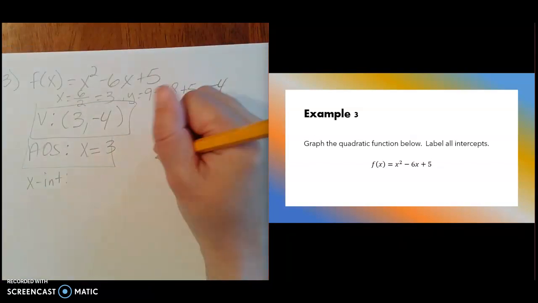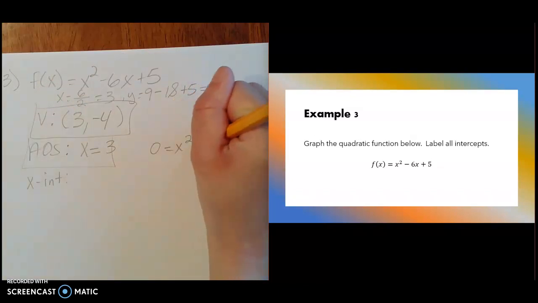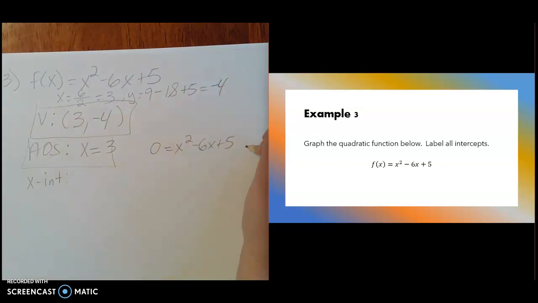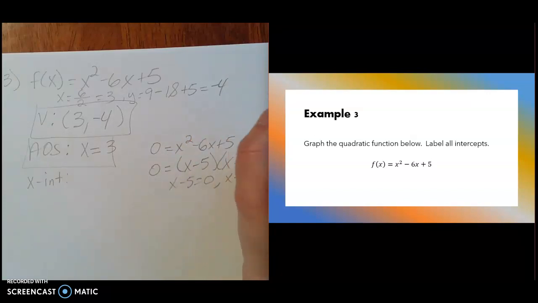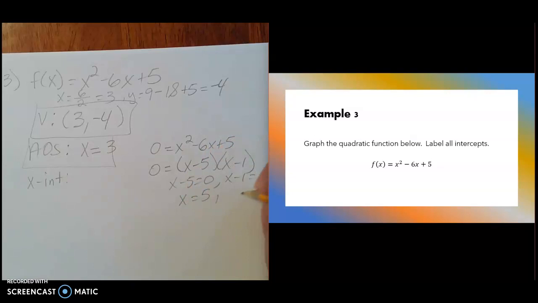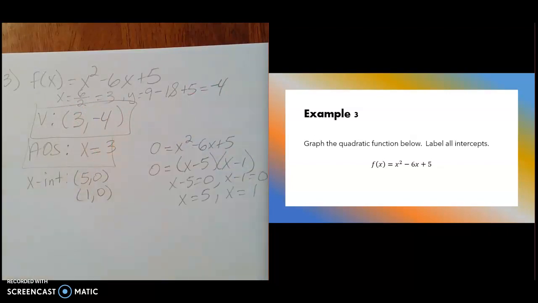So over to the side, I'm going to have 0 for my y value, for my f of x, equals x squared minus 6x plus 5. And then I'm going to solve for my x value. This one actually factors really nicely, so why not do that? This would be x minus 5 times x minus 1. So then we'll have x minus 5 equals 0 and x minus 1 equals 0. I'll add 5 to both sides and get x equals 5. I'll add 1 to both sides and get x equals 1. We have two different x-intercepts. One of them is at the point 5, 0. The other one is at the point 1, 0.